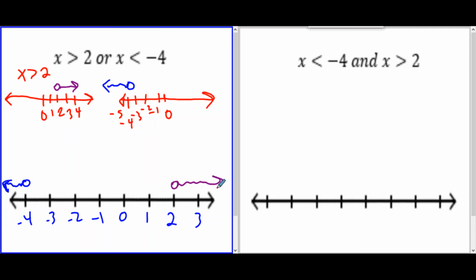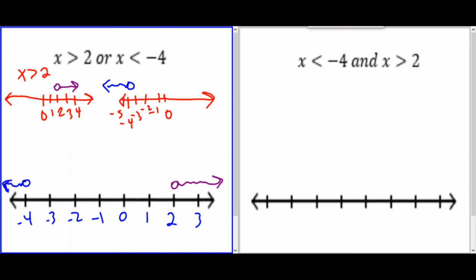So your solutions are everything to the left of negative 4, not including negative 4, and everything to the right of 2, not including 2. So anything that's in between those two values will make this false. So if I plug in 0 there, 0 is not bigger than 2, and 0 is not less than negative 4.